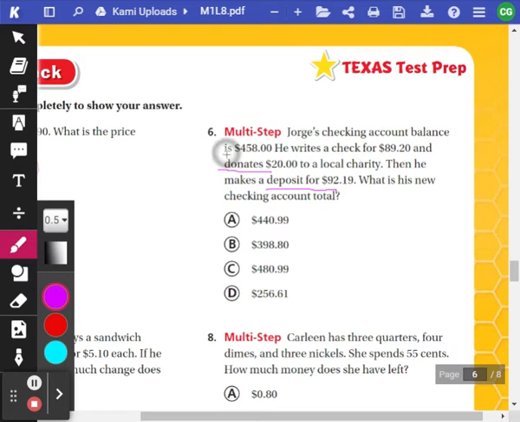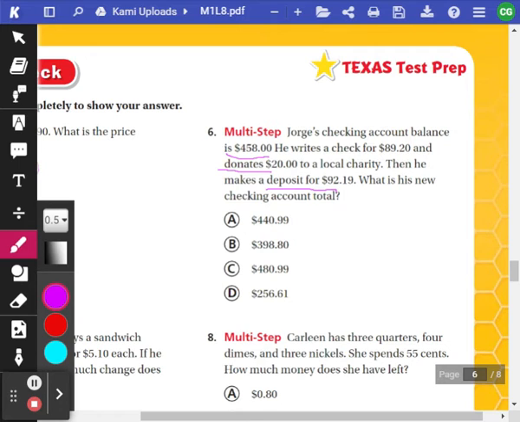He has a beginning balance of $458. He writes a check for $89.20. So I have 0. I can't take that. I'm going to regroup. This becomes a 7. That becomes a 10 tenths. 10 minus 2 equals 8. So that's 80 cents. Bring down my decimal.